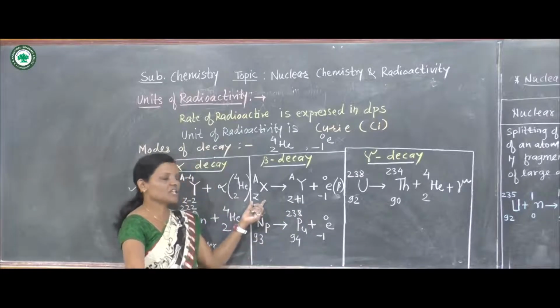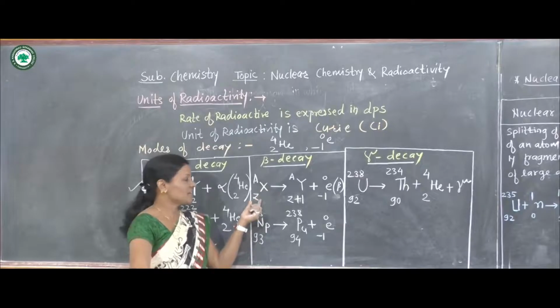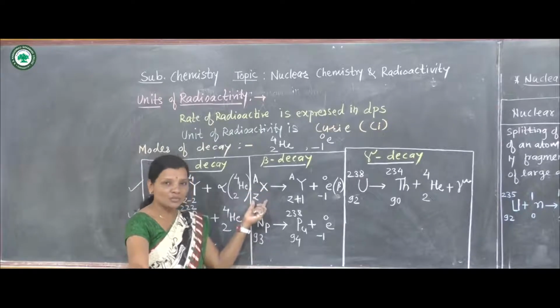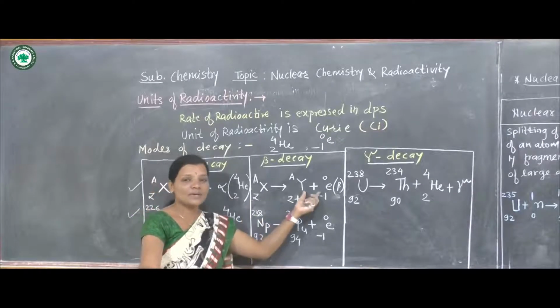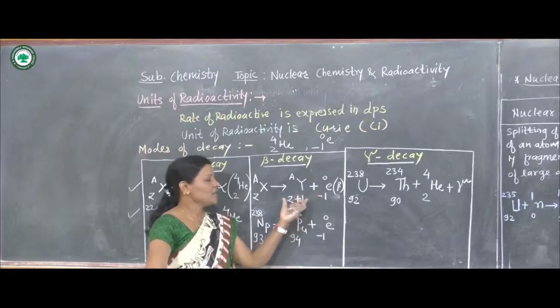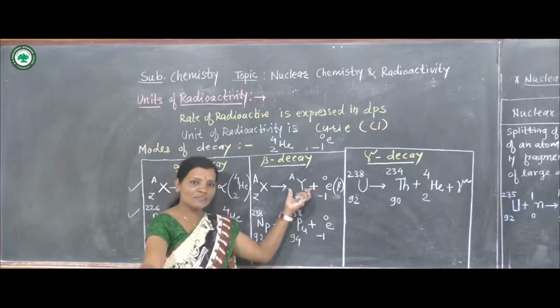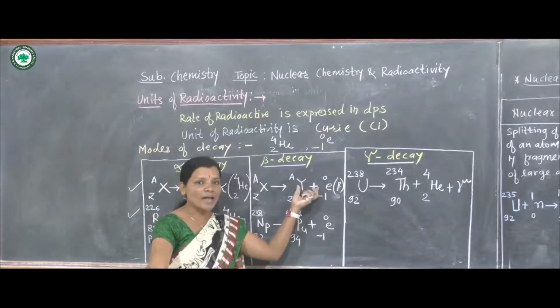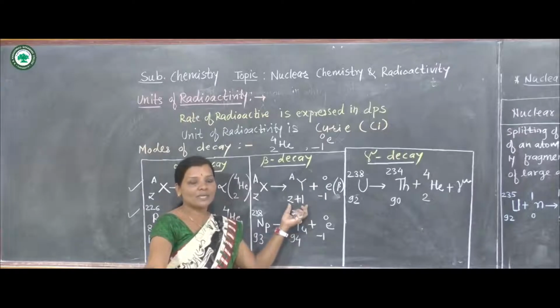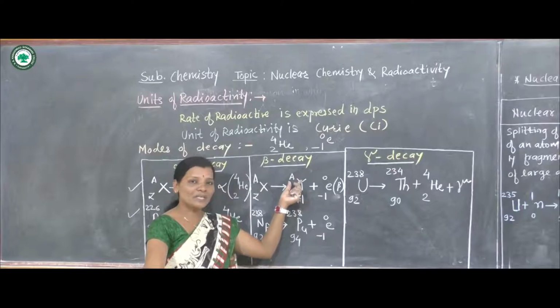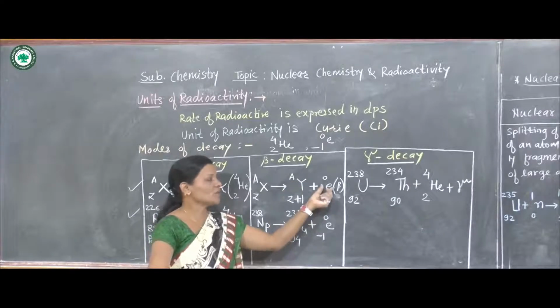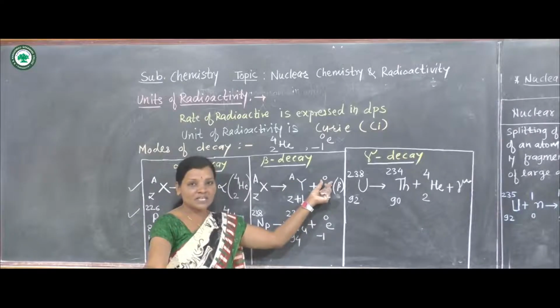For example, consider generally X with atomic number Z and mass number A, the parent nucleus, which is radioactive in nature. When beta particles are emitted from this element X, a new daughter element is formed, having the symbol Y. Its atomic number is found to be increased by 1 unit, so Z+1, and the mass number remains as it is, because the mass of the electron is negligible.